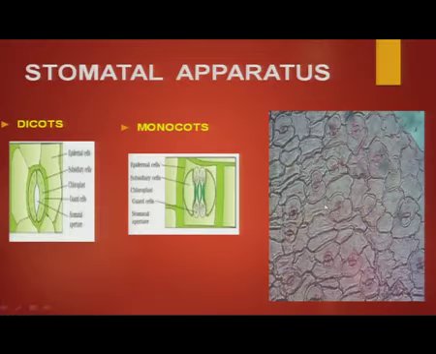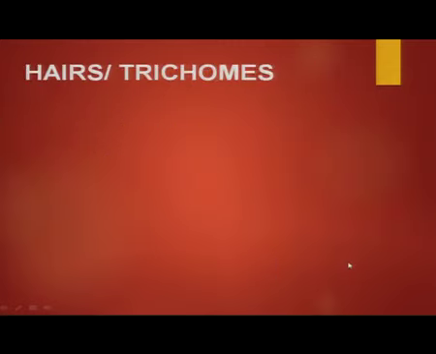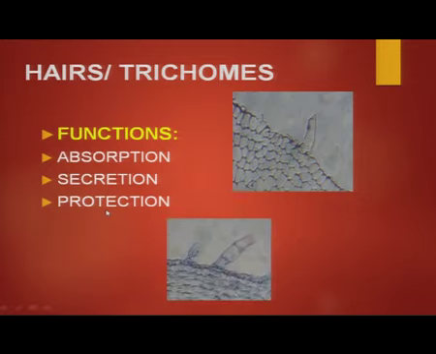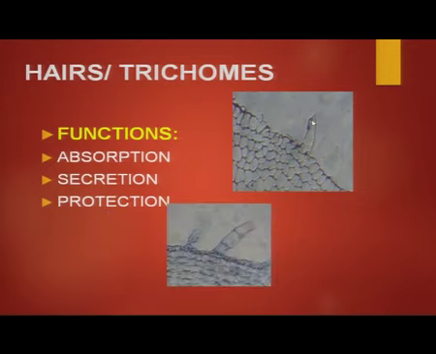Now, here in this slide you can see a microscopic view of the guard cells. The stomatal aperture is quite clear and you can also see the subsidiary cells. Now, the epidermis of the plants also has hairs or trichomes. Their function is absorption, secretion and protection. These are microscopic images of trichomes and hairs. You can see this hair is unicellular while these trichomes are multicellular.